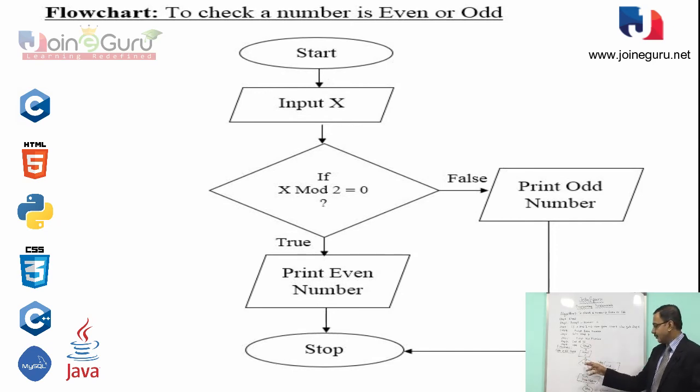If x mod 2 equal to 0, that is the remainder is 0, then we print even number and we stop the execution, and if it is not true, the connector is marked by true and false parts, and in the case of the false part we print the number is odd, and after that it automatically moves to the stop position. So this is the entire mechanism of the complex if situation.